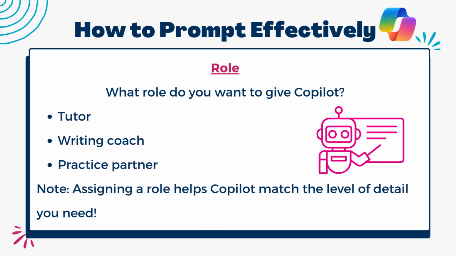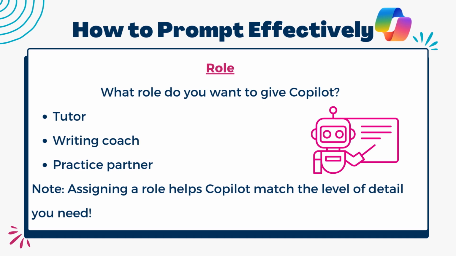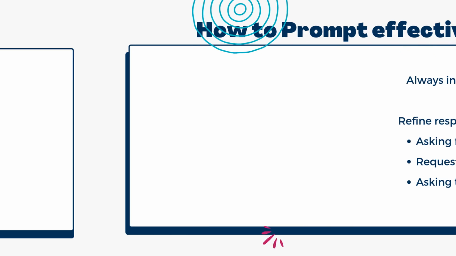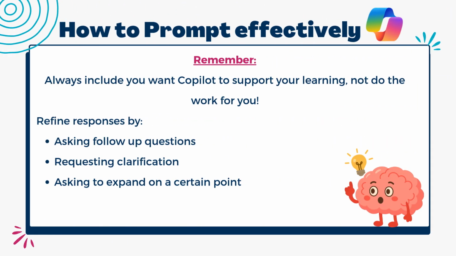Next, let's give Copilot a role. You might ask it to act as a tutor, writing coach, or practice partner. Assigning a role helps Copilot match the tone and level of detail you need. Finally, clearly explain what you want Copilot to do. The more specific you are, the better the results. Always include that you want Copilot to support your learning, not to do the work for you. And remember, you can refine responses by asking follow-up questions, requesting clarification, or asking Copilot to expand on a specific point.